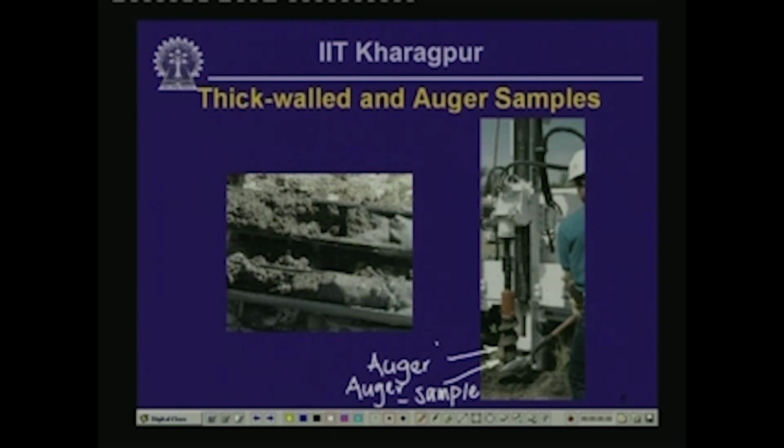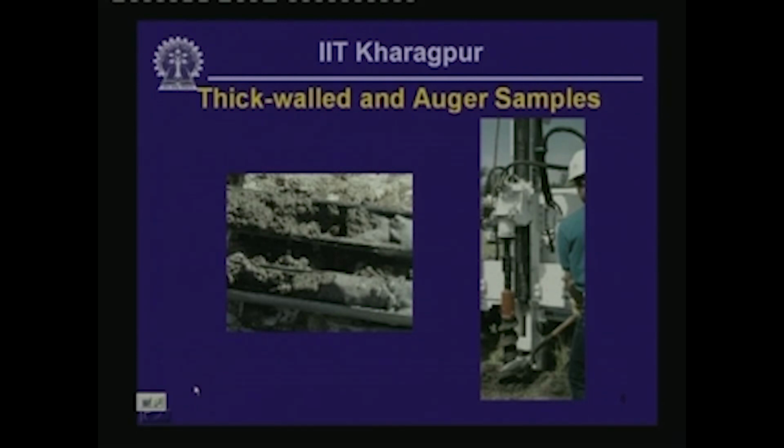In comparison, the amount of disturbance introduced by thick walled samplers is relatively less, in the sense that in many of the thick walled samplers you could actually see the fine interbedding that is present within the soil layers, and those interbeddings are not identifiable in case of auger samples. So, these are basically two examples of disturbed samples, introducing a varying degree of disturbance to the sample.